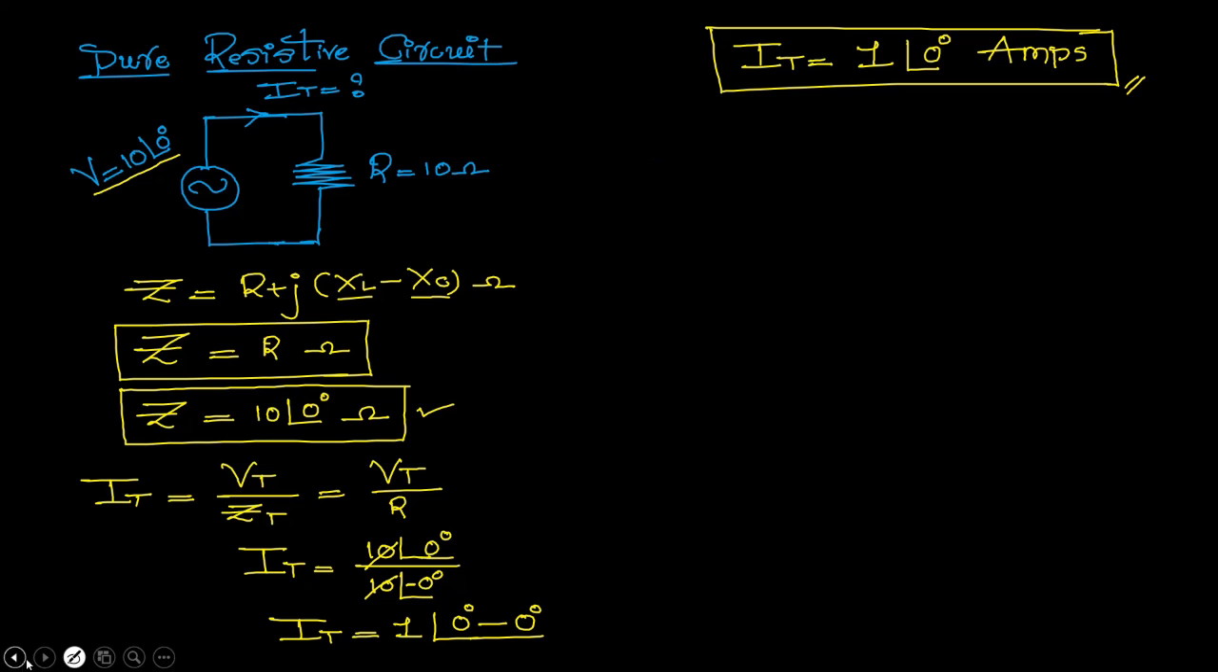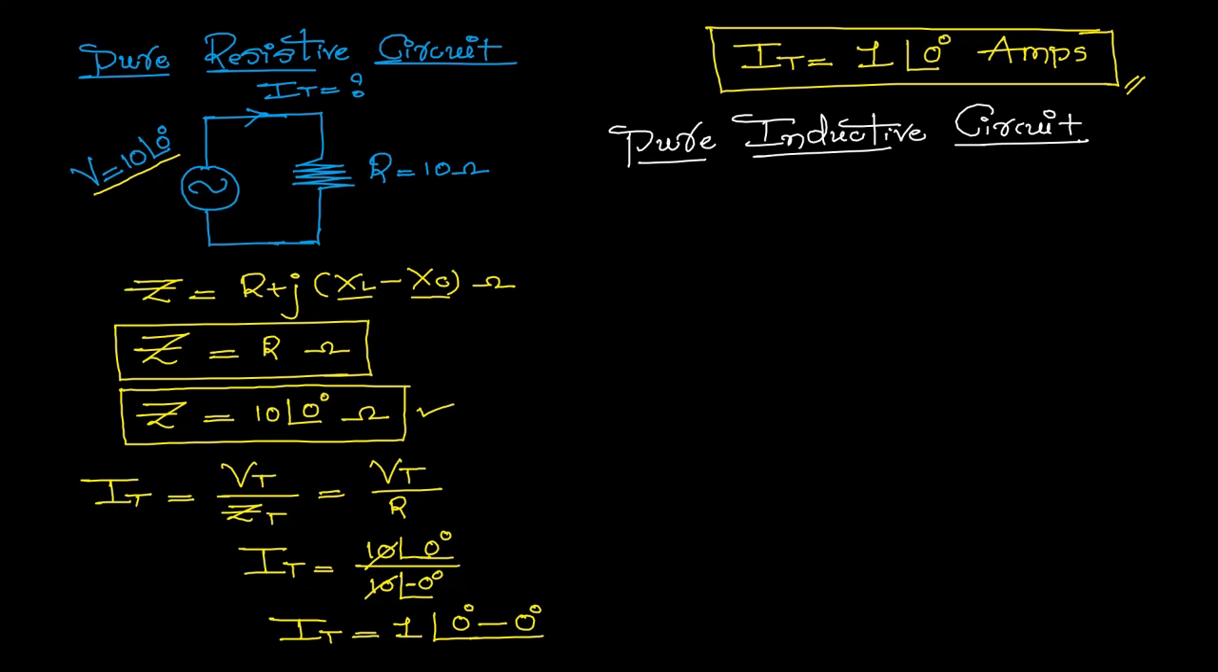Now coming to the purely inductive circuit. The second one is the pure inductive circuit. We know that pure inductive means the circuit consists of only inductance, and we call this type of circuit purely inductive. Instead of L, I am directly taking XL, because I am just giving the information regarding purely resistive, purely inductive and purely capacitive circuits.